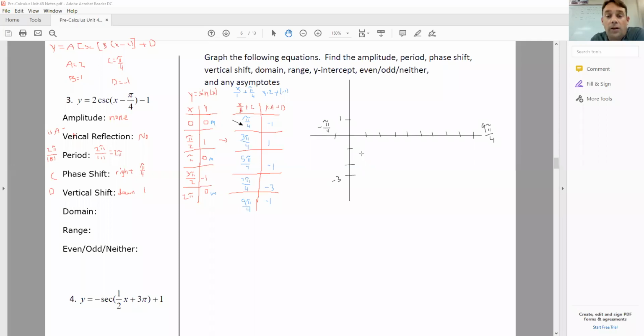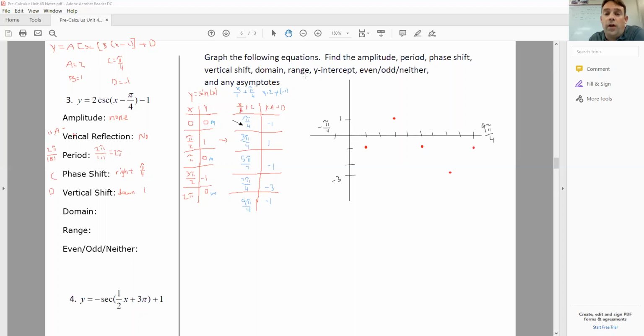Notice, I'm not going to fill in every single little thing. So pi over 4 in negative 1, that'd be right about here. Then I have 3 pi over 4 in positive 1. I have 5 pi over 4 in negative 1. 7 pi over 4 in negative 3. Oopsies. Should have gone over one more. 7 pi over 4 in negative 3. And 9 pi over 4.